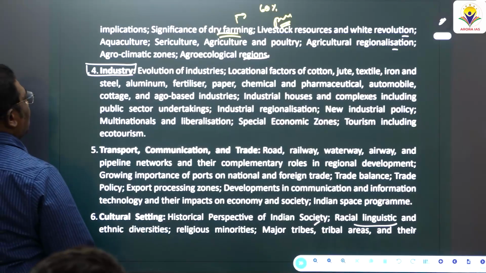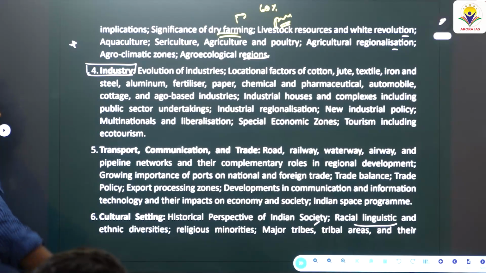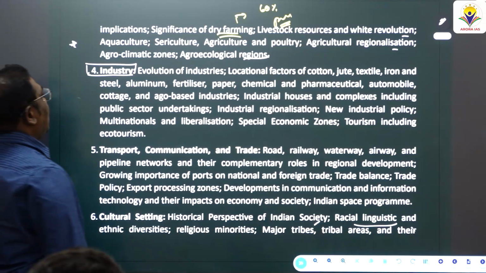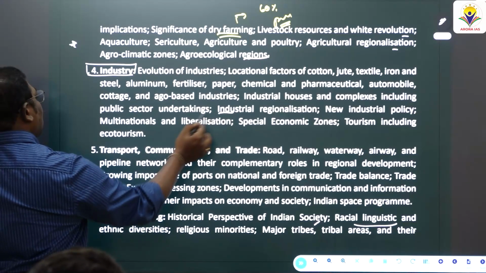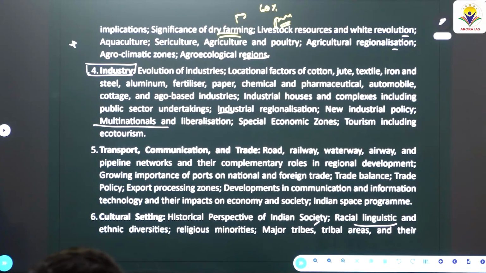industry. The same aspects, like how we have covered agriculture in India from the roots, similarly we will see the industrial sector in India: evolution of industries, locational factors, geographical and non-geographical factors which are the reason for the establishment of industries, industrial regionalization, and industrial policies of the Government of India, Industrial Policy Resolution 1951, 1952, 1958 and up to the 1991 LPG reforms. We will cover this.